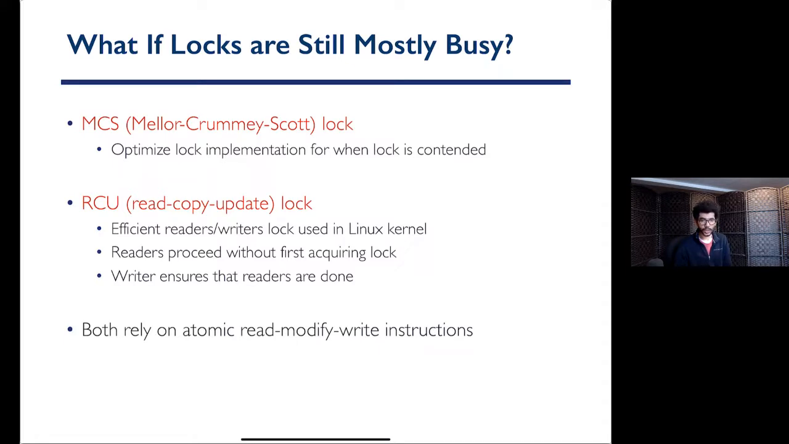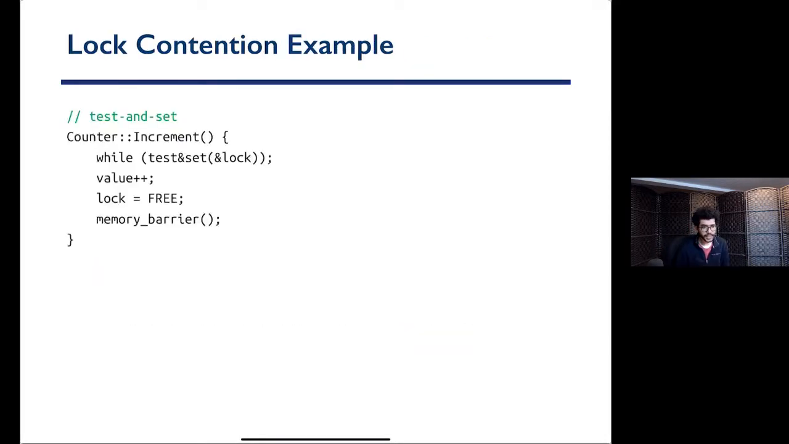Both of these locks rely on atomic read, modify, write in their implementation. So we're not going to talk about disabling interrupts and those methods that we talked about for mutex. We're going to just stick with the read, modify, write instructions. So let's look at why the mutex implementation that we had is problematic in a multiprocessor.